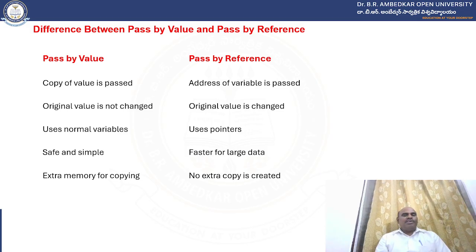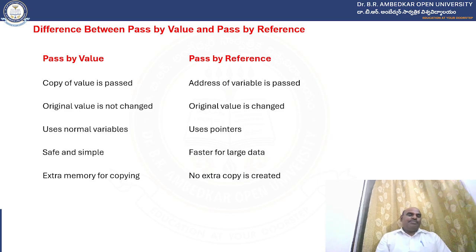Because here, with only an address, for example, only a house number, it is difficult. But with the address including house number and location, we can find a particular person very easily. So that's why it is faster for large data.